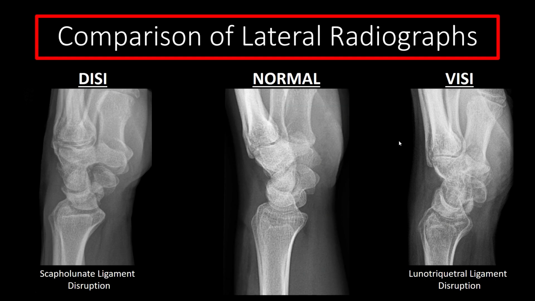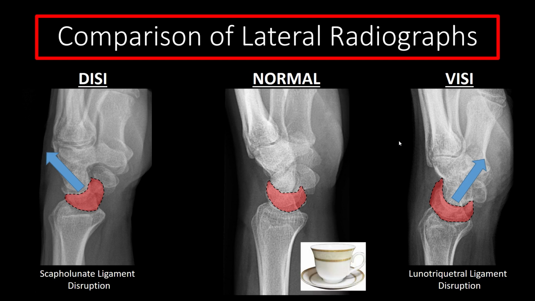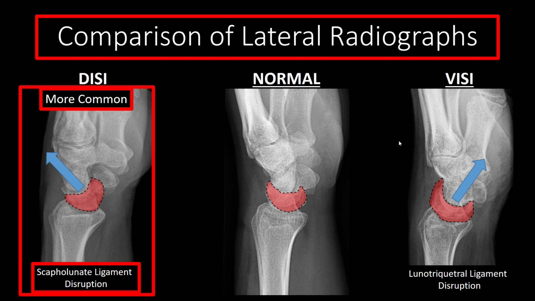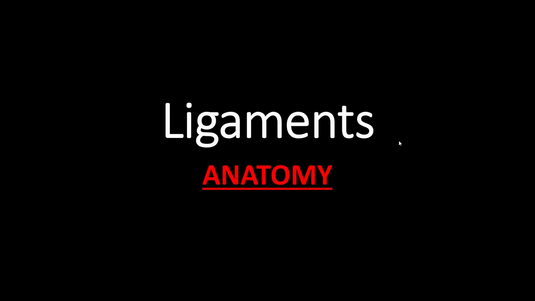So in the lateral radiographs here, you can see that the lunate that I've highlighted is tilted both dorsally and volarly in each of those abnormal patterns because of those ligament changes. And the normal is the lunate sitting like on a saucer, just like that teacup on the distal radius. So DISI is the most common because it is associated with that scapholunate ligament disruption. So that was an introduction of the osseous anatomy.